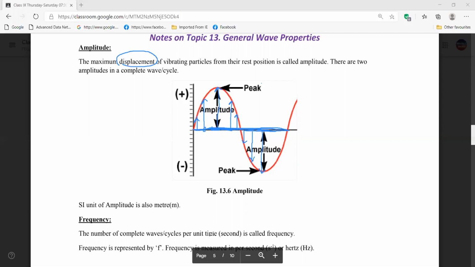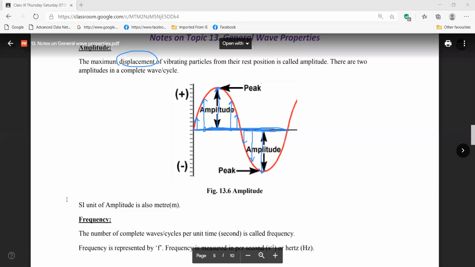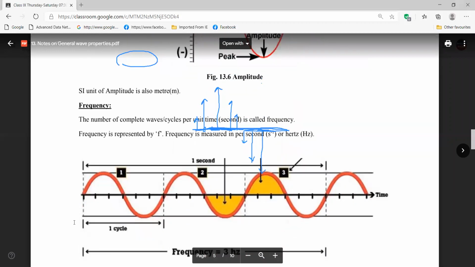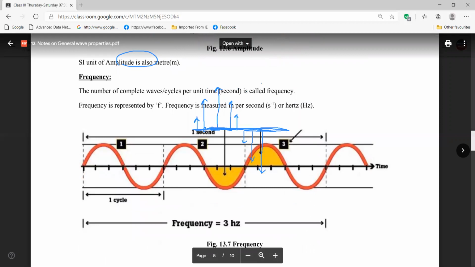So frequency now. We will discuss frequency now. You see, frequency is written here. First, we are making you understand what is called frequency. Then you will do it.